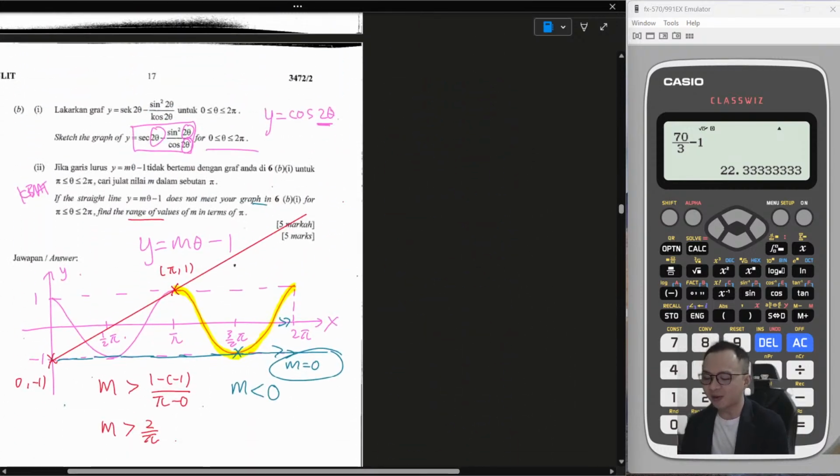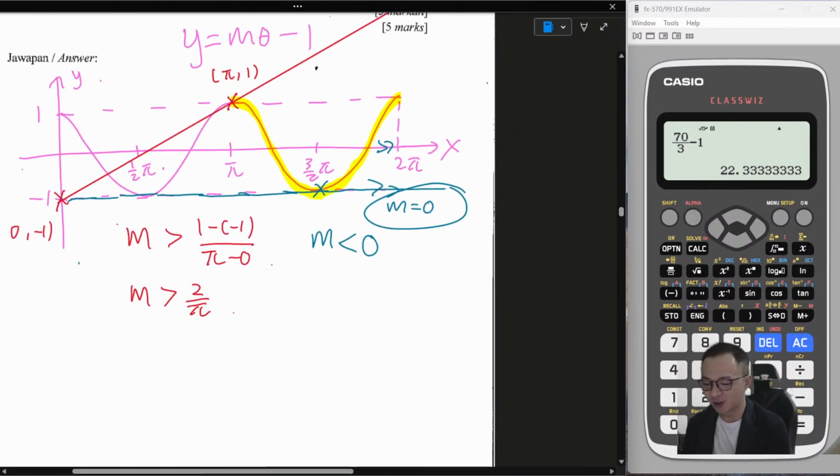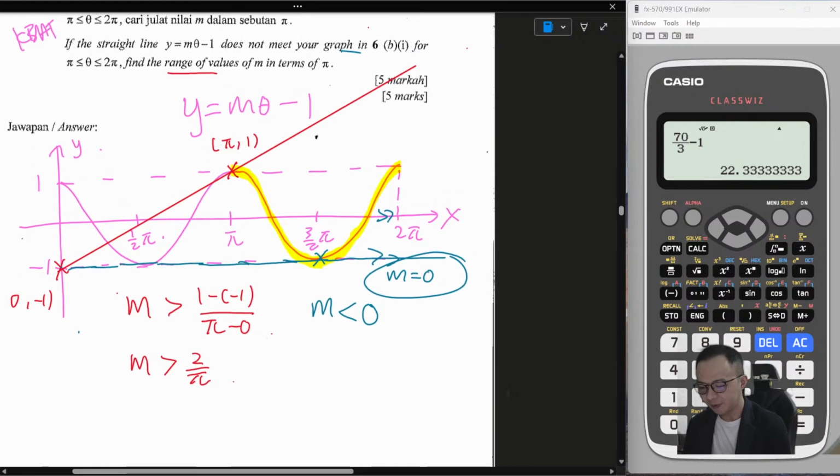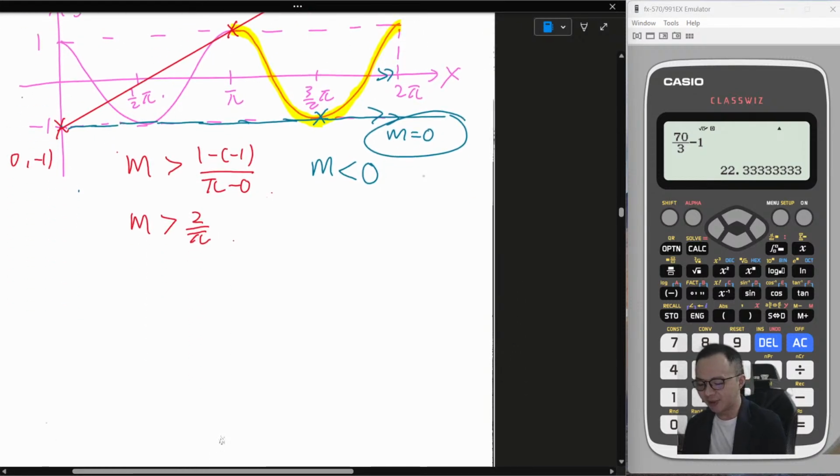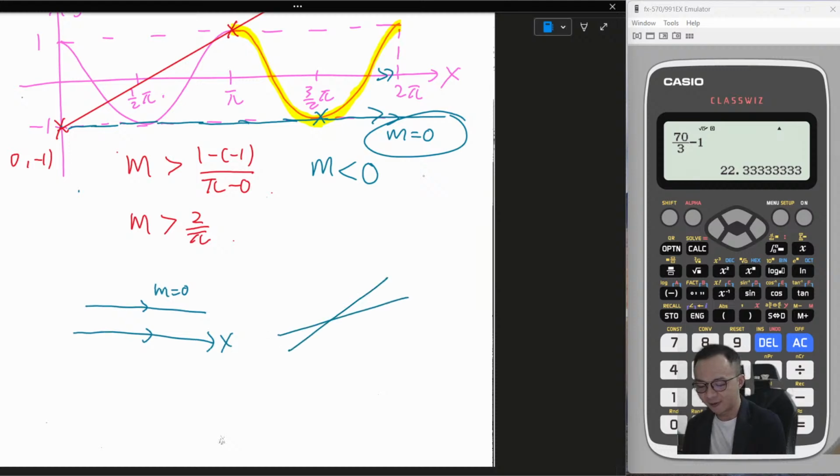Okay, let me explain the gradient one more time since the student is asking. You need to know a little bit of the basics about gradient. If this is the x-axis, any gradient parallel to the x-axis is 0. Then the gradient starts increasing. Just imagine this gradient may be 2, this one may be 20, this one may be 50. So the gradient keeps on increasing like that.